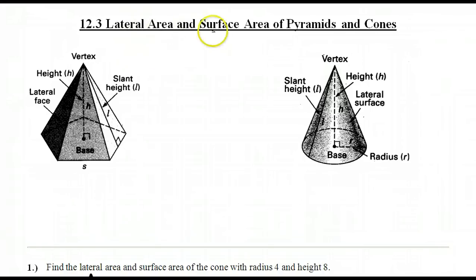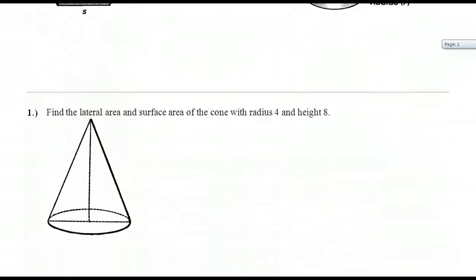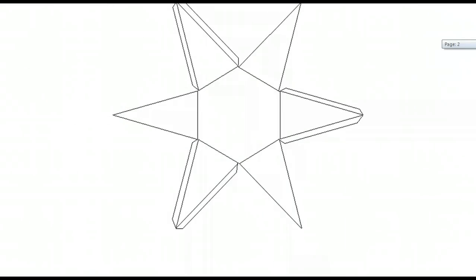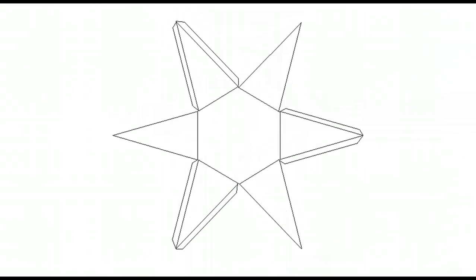If I want to find the lateral area and surface area of a pyramid and a cone, I want to first look at a net of a pyramid. A net will help me better understand what is making up the lateral area and the surface area. So this is a net of a hexagonal pyramid. I have a hexagonal base and all the sides fold up to make a pyramid.